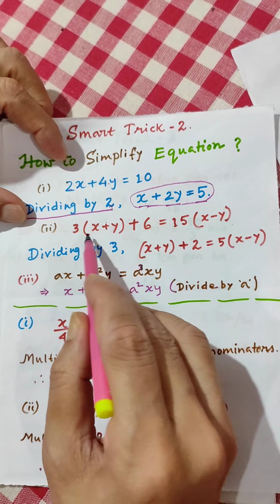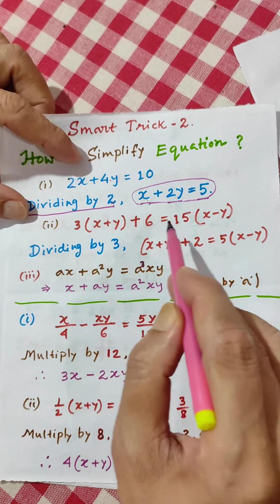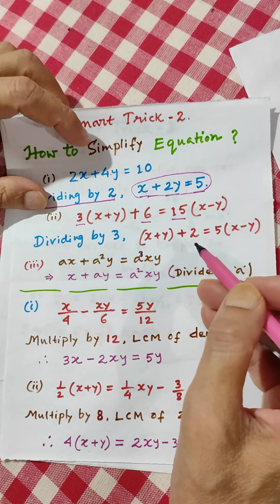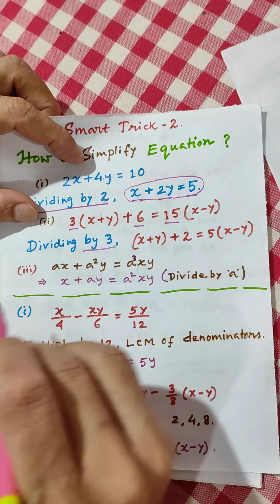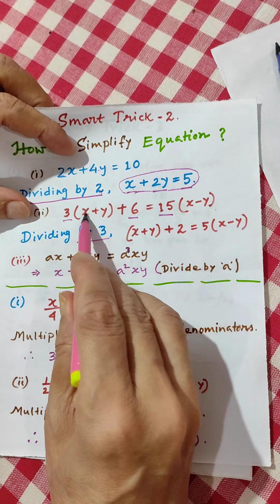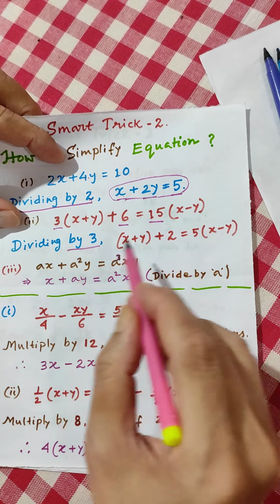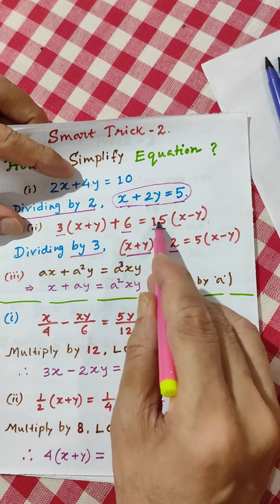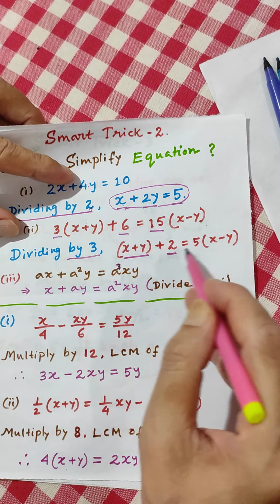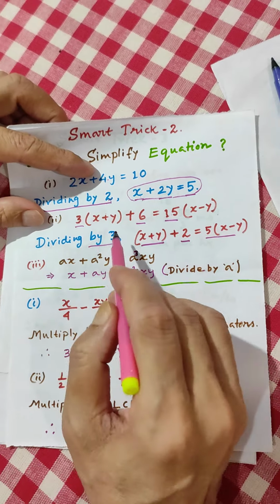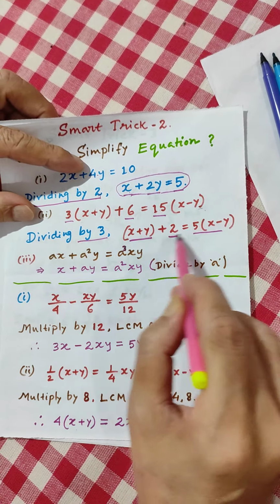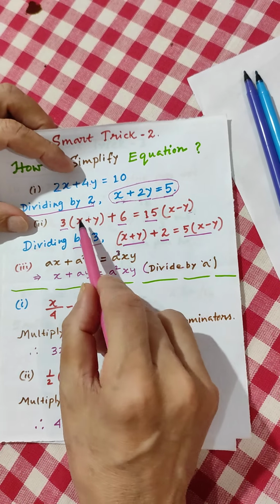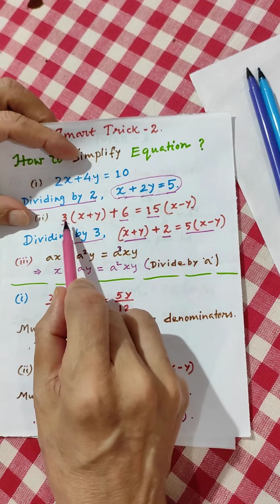Similarly, look at this equation: 3 into x plus y plus 6 equals 15. Now 3, 6 and 15 have a common factor 3. So we divide by 3. So 3 times x plus y divided by 3, the 3 cancels, x plus y remains. 6 divided by 3, 2. And 15 into x minus y divided by 3, what you get? 5 times x minus y. So this whole equation becomes a simpler one: x plus y plus 2 equals 5 into x minus y. So we have divided each term by 3 because 3 is a common factor of 3, 6 and 15.